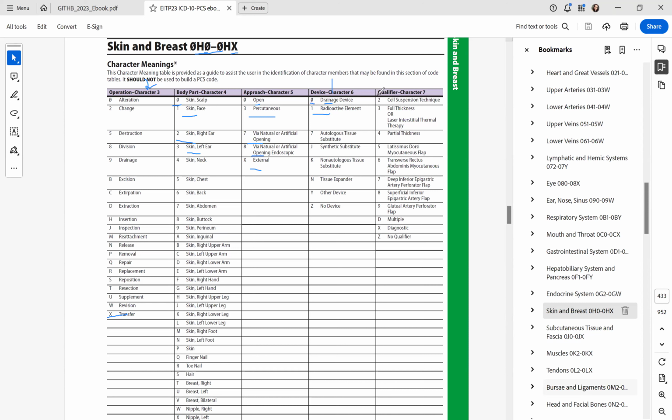And then finally, we get into qualifiers. A lot of times we really don't have qualifiers, so the 7th character would be a Z, but this chapter has a few of them. In terms of graft, it could be full thickness, could be partial thickness, it could be a myocutaneous flap, and so on. And again, of course, if there is no qualifier, it would be Z for no qualifier.